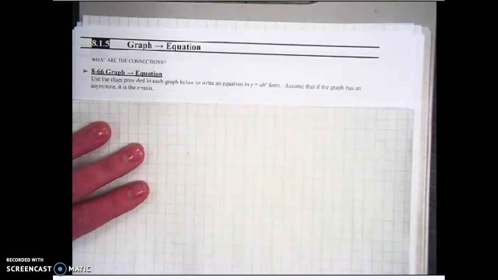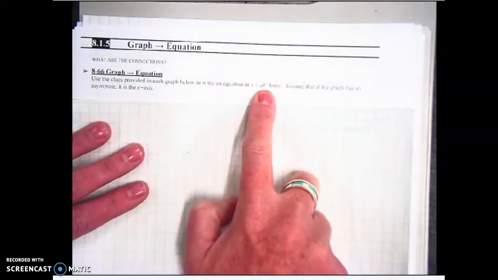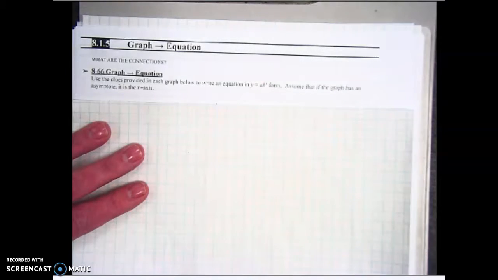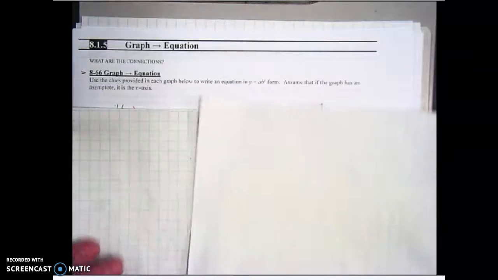Thank you. So if you have an interest rate and it's growing, your number, that's your b, is going to be greater than 1. And if it's declining or decaying, it's going to be less than 1. And it can either be written as a fraction or it can be written as a decimal. Okay? All right, so for part A, we've got this graph right here.